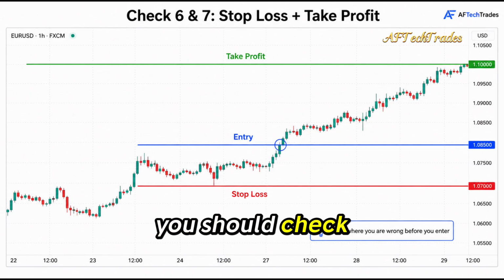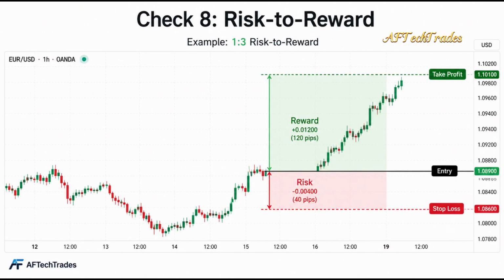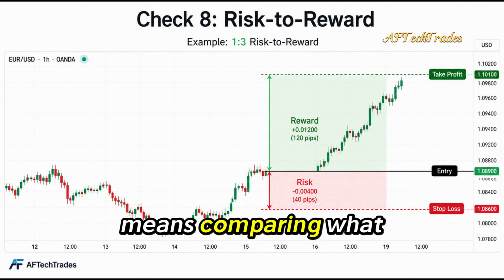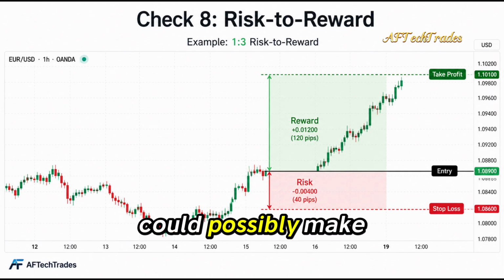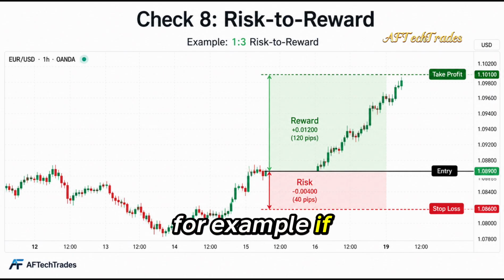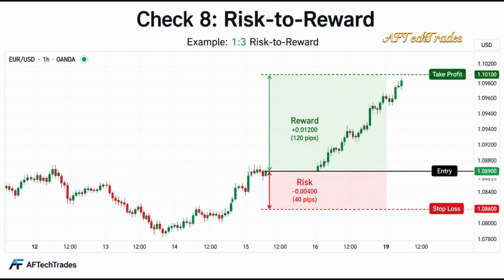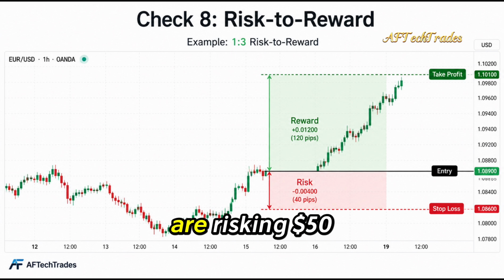The eighth thing you should check is risk to reward. Risk to reward means comparing what you are risking with what you could possibly make. For example, if you are risking $20 to make $40, that is 1 to 2 risk to reward. If you are risking $20 to make $60, that is 1 to 3 risk to reward. But if you are risking $50 to make $10, the trade is not attractive. You are risking too much for too little reward.